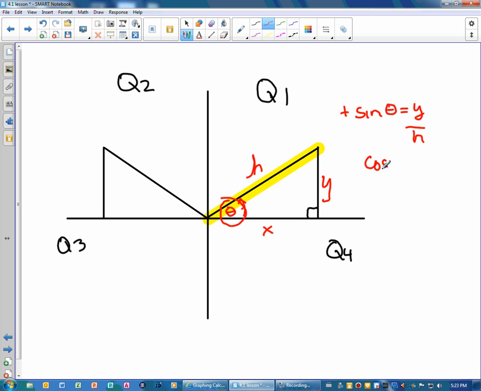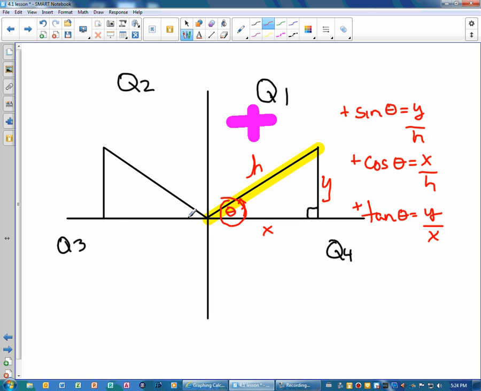Cosine of that angle: cosine is adjacent over hypotenuse. Still a positive value because x will be positive and h is always positive. And then the last ratio, tan of that angle: tangent is opposite over adjacent, y over x. That's a positive ratio because all of these are positive numbers in quadrant 1. So it's important to note that in quadrant 1, everything is positive.